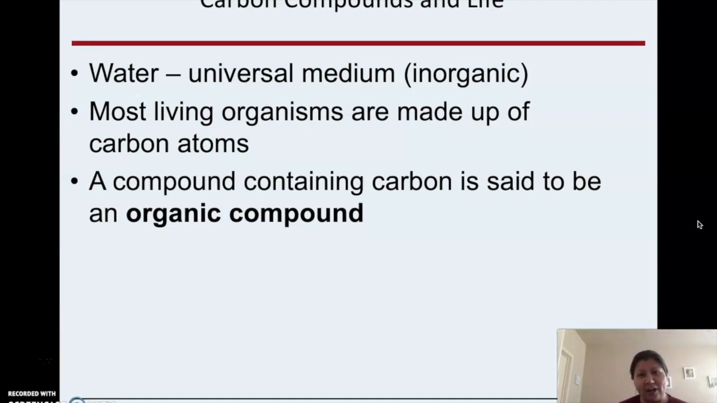It's an inorganic compound, and all of its different properties allow us to be able to exist. For example, water has hydrogen bonding, and that allows different compounds to be able to travel throughout our body. It allows for cell transport. It even allows for stuff that we don't think about.